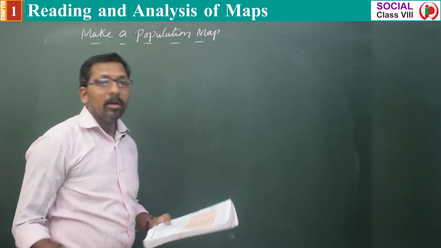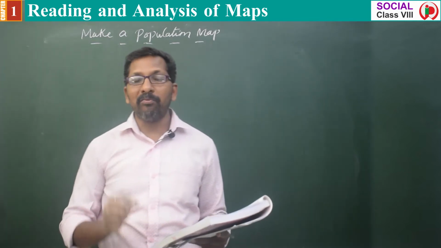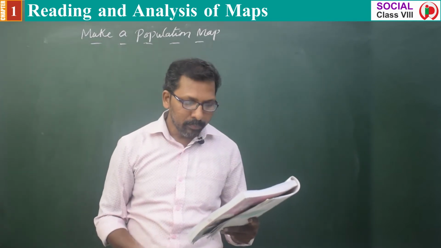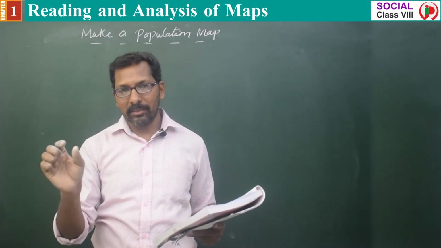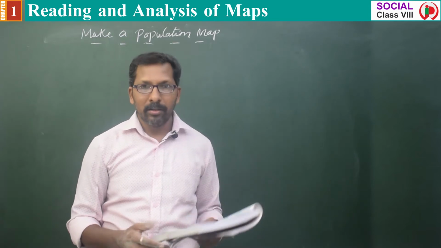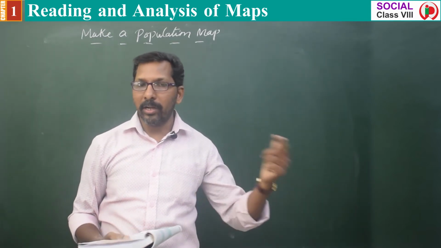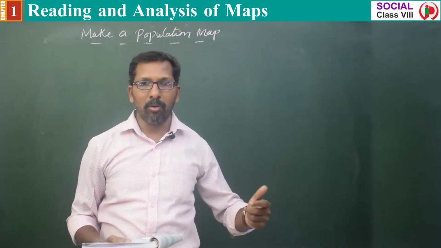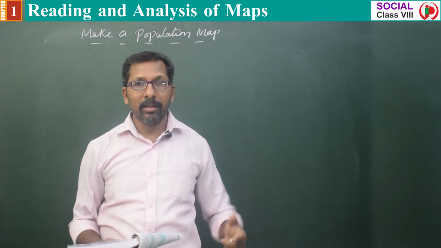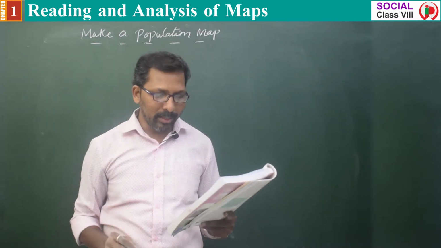Now, for example, draw a sketch map of your school showing different classes. Maybe 5 classes might be there, maybe 10. Anyhow, you are studying in the 8th class, which means your building might be very big. It may have 3 or 4 floors, and the number of rooms may be 15 or 20. So, you have to mention how many rooms are there.